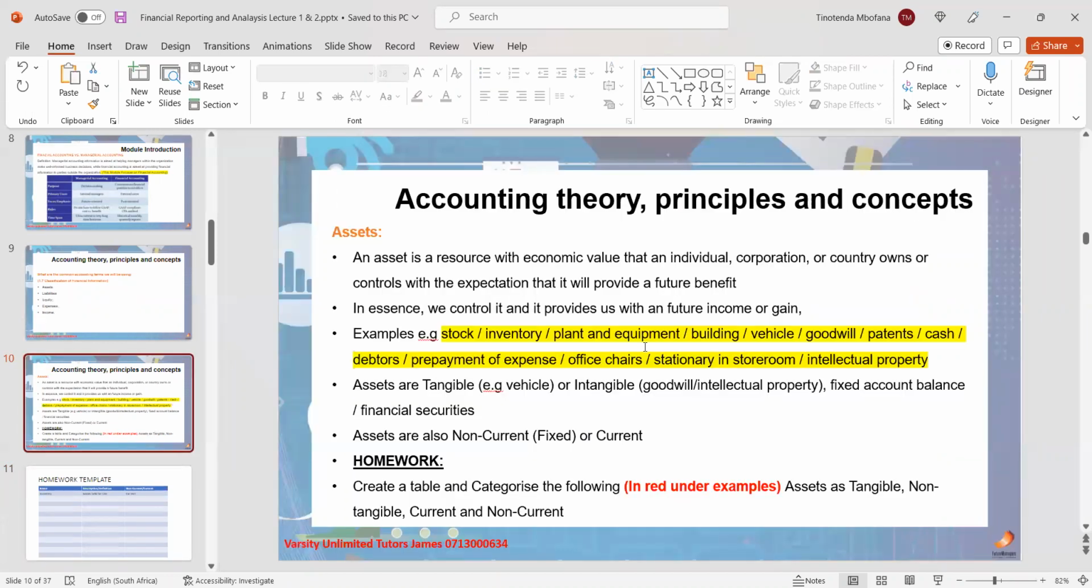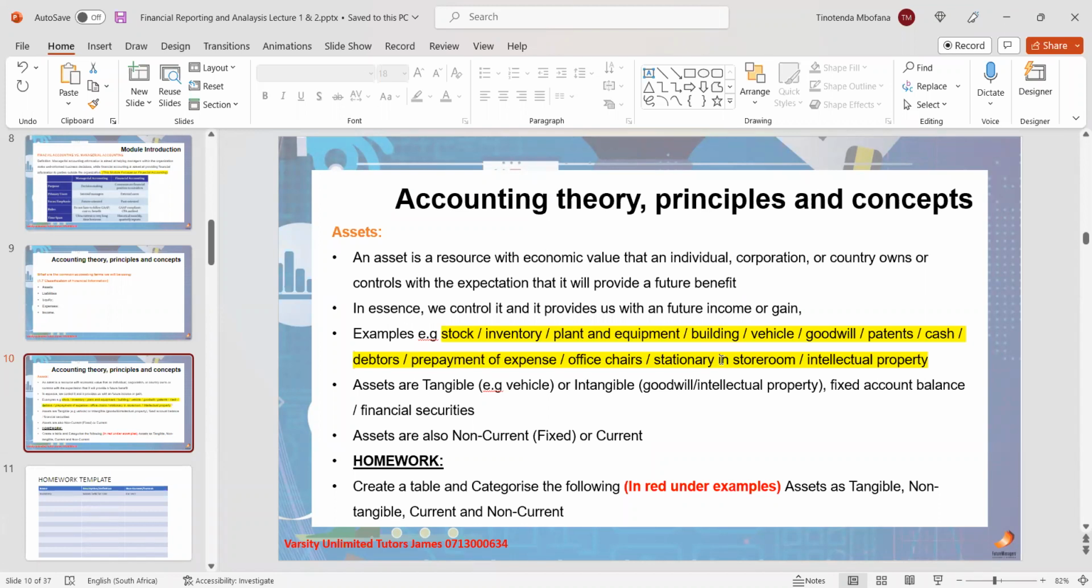So you're just going to take all of these different things here. Plant and equipment, what is plant and equipment? What is a building? What is goodwill? What is a patent? What is cash? What is a prepayment? What is an office chair? What is whatnot? Describe it and highlight whether it's a current asset or a non-current asset. Anything that you do not understand, you can send in the group, I will respond, or within our next class.